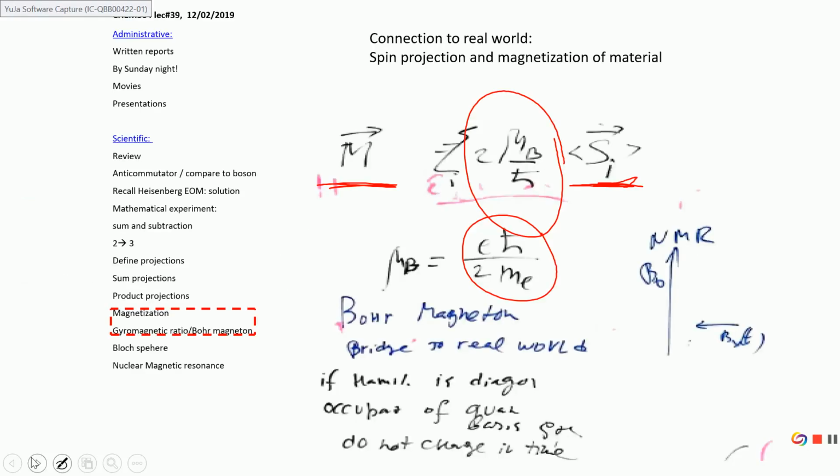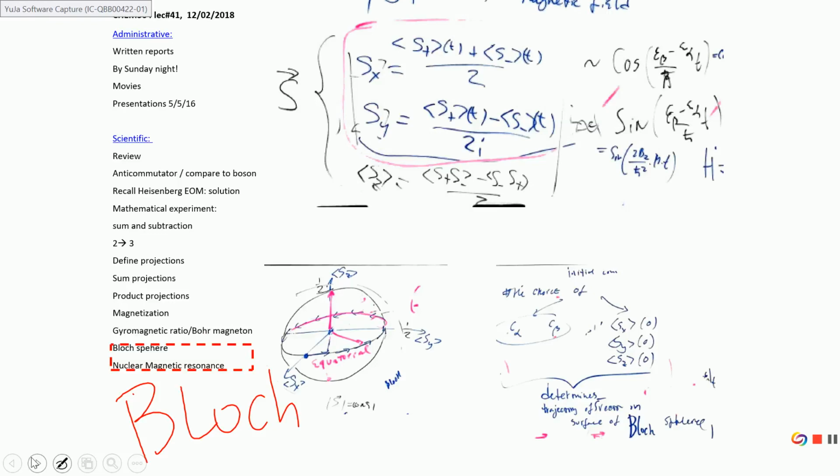So it's the Bohr magneton. The goal is to arrive at this slide. Adding together the expectation values of the creation and annihilation operators for spin will give the projection of spin, and correspondingly of magnetization, onto the x-axis.